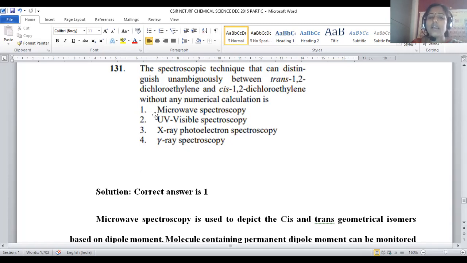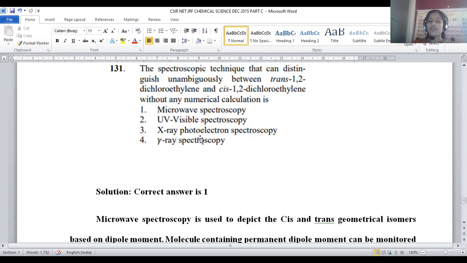Along with this, IR and NMR are also used for the distinction of trans and cis isomers of any organic compound. Geometrical isomers are clearly distinguished by using microwave spectroscopy. Let us go with the remaining options also. UV visible can be applied for the identification of conjugation present in the compound. How extensively the given compound is conjugated can be easily predicted by UV visible.